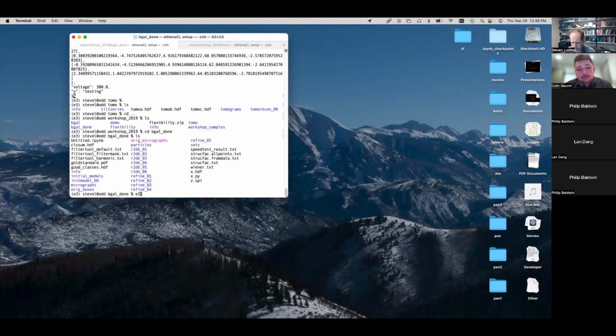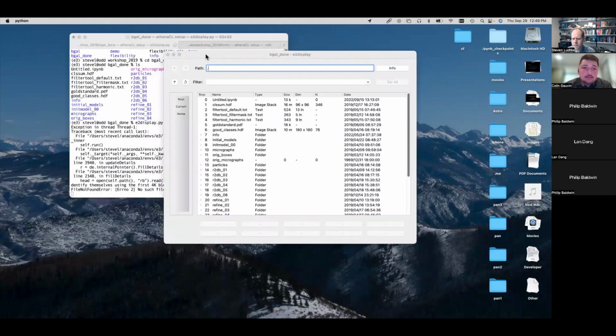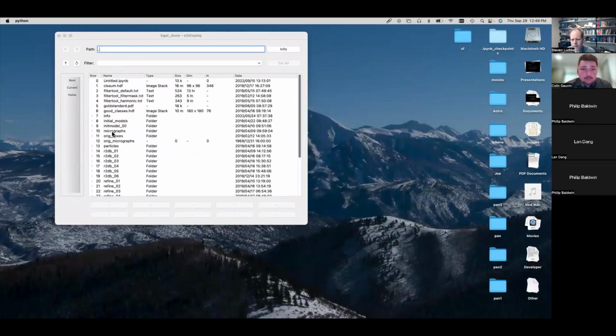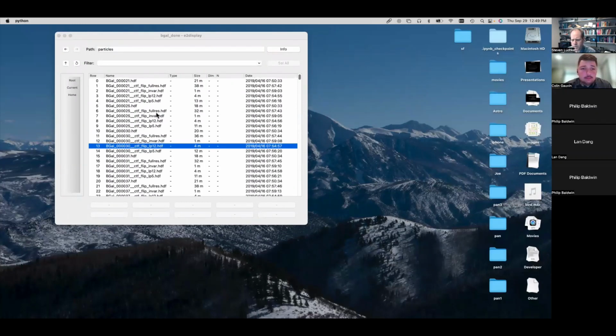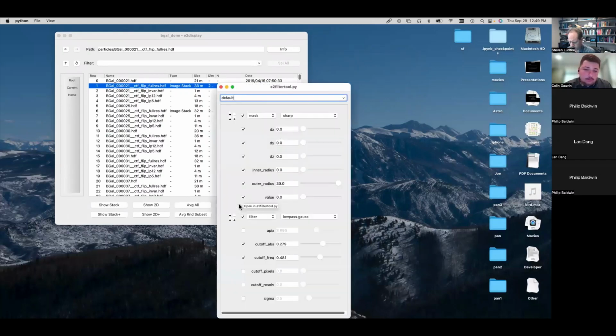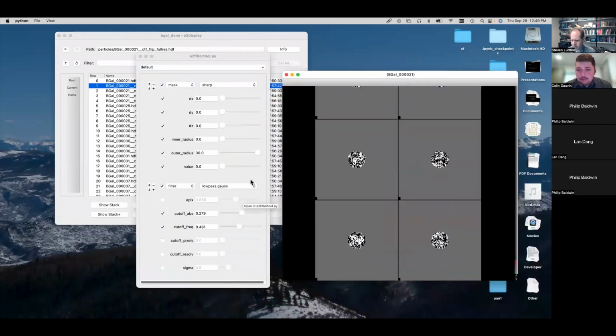Let's see. I'll just do it with E2 display for the moment, and I think it'll be all right. All right, so let's look in particles again, and we'll take a look at one of the full res stacks of particles, which has the CTF information in the header, and we can run that in filter tool. And filter tool here has whatever the last set of filters I put together was. So let's make a new one.